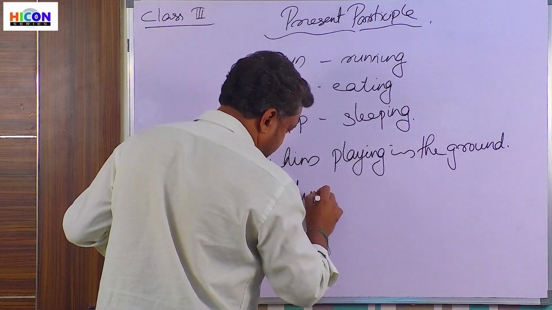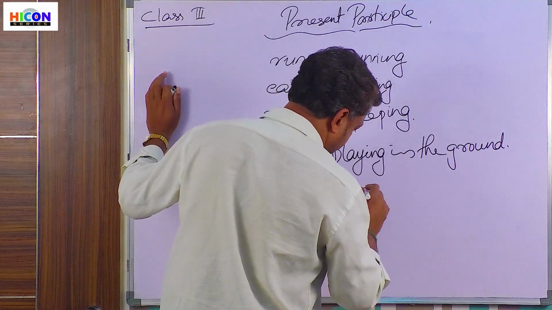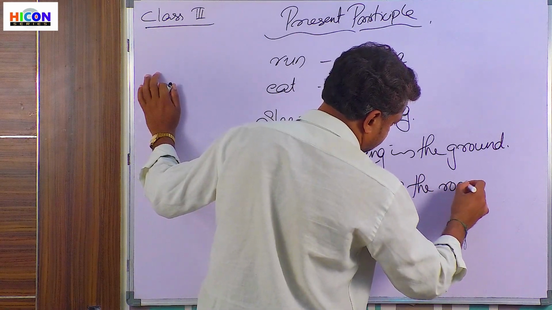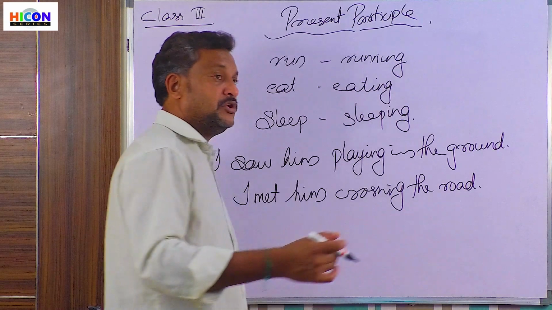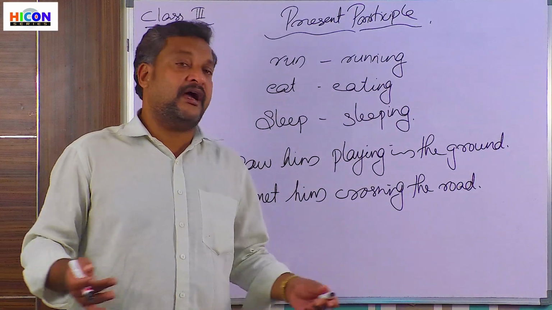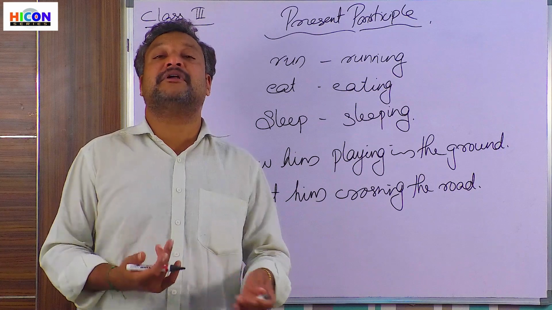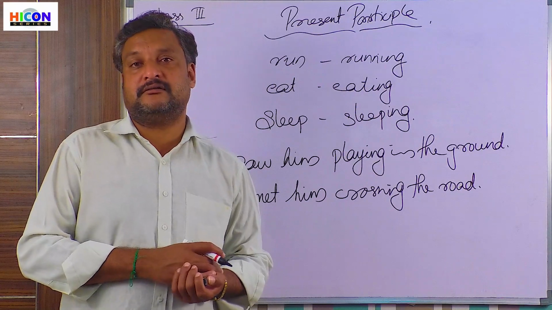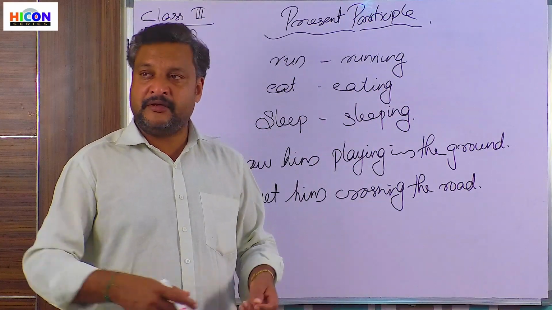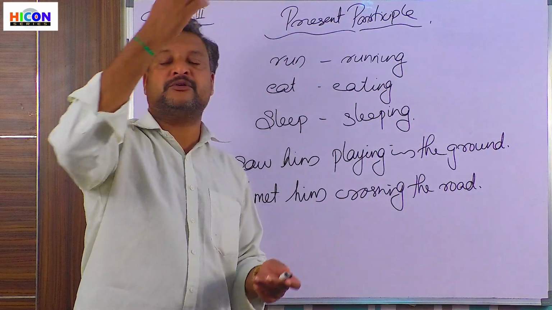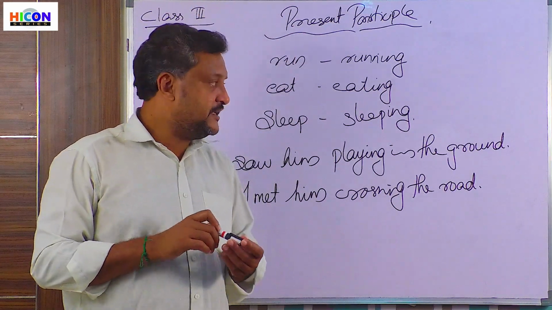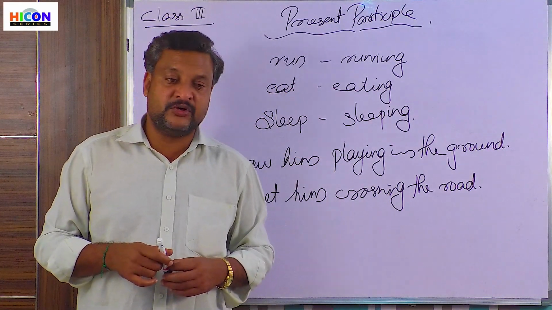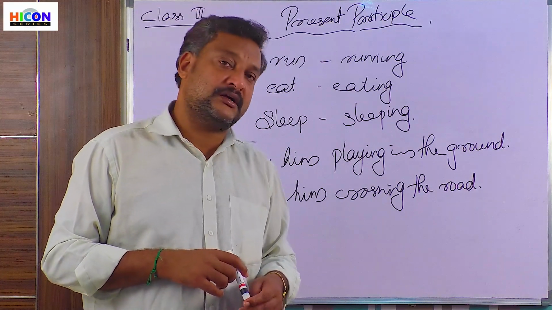Or we can say, I met him crossing the road. I was crossing the road. He was also crossing the road. We hadn't completed the process of crossing, then I met him. Or I saw him going to the library. So he was not inside the library, he was going towards the library, walking to the library. Okay? So in these situations, when we have to express an incomplete action, then we use present participles.